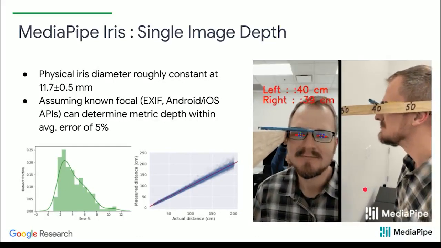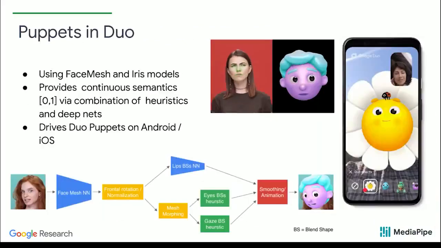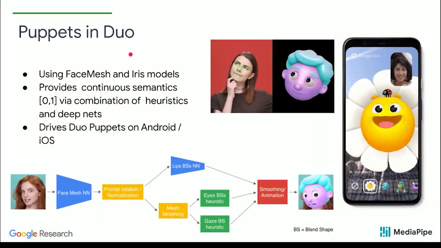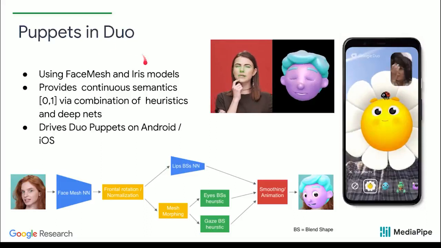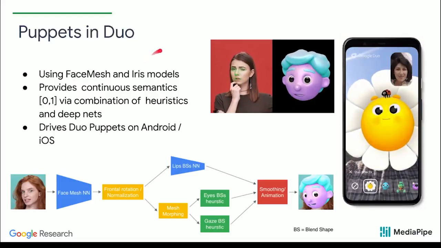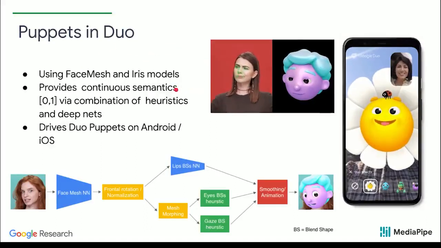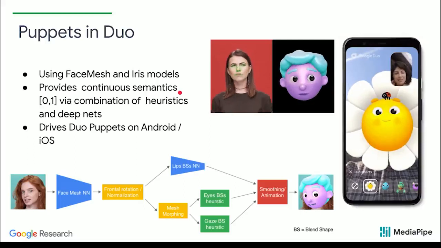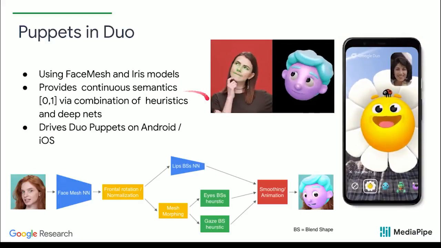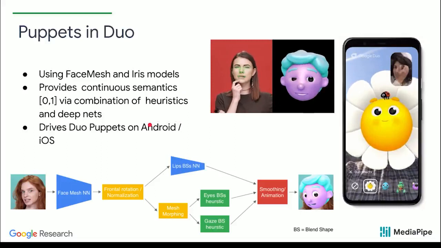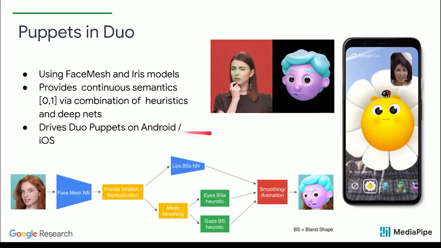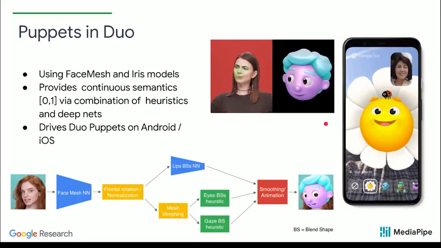What you can see here on the right, when you compare the ruler markers with the depth as determined on the mobile application. Our last application is Puppets in Duo, which is using the FaceMesh and Iris models combined to derive continuous semantics capturing the facial expressions of the user. And then we can use that to drive Puppets in Duo on iOS and Android, as you can see here in the top right.